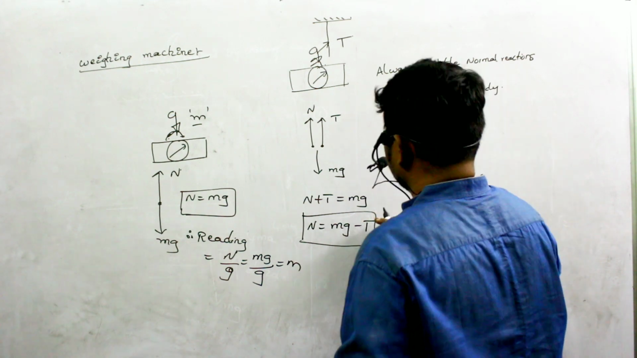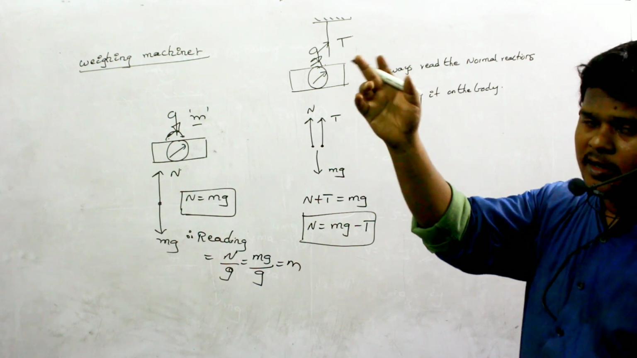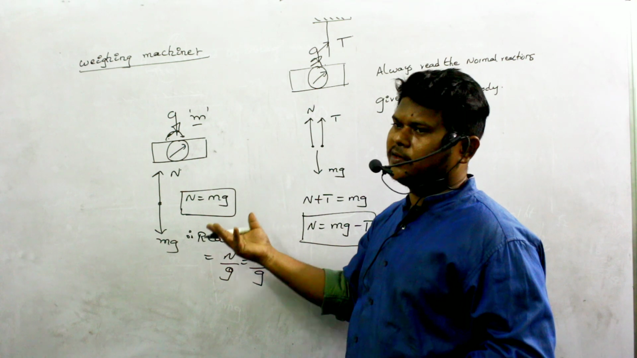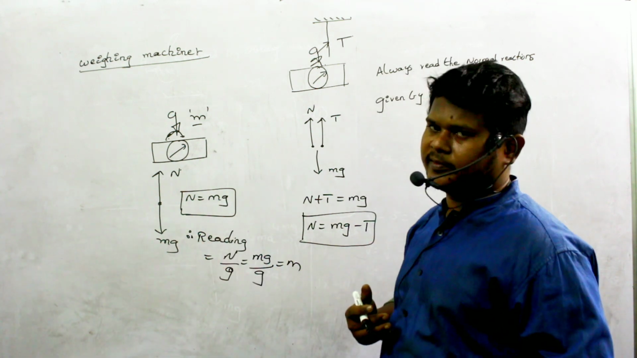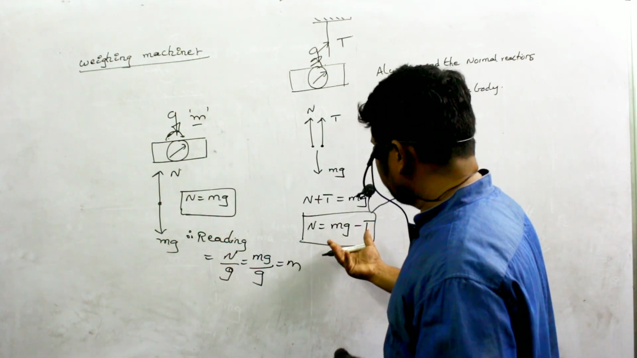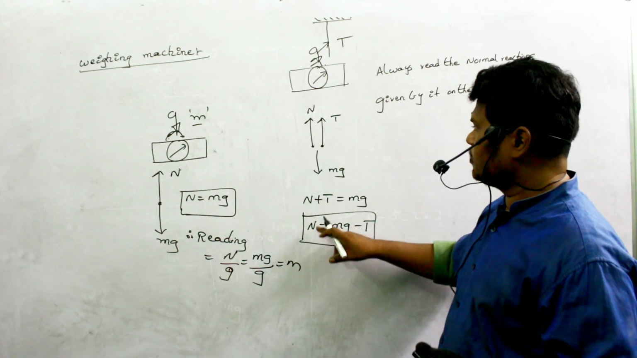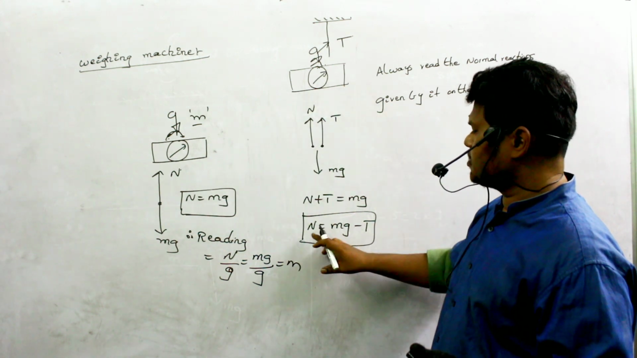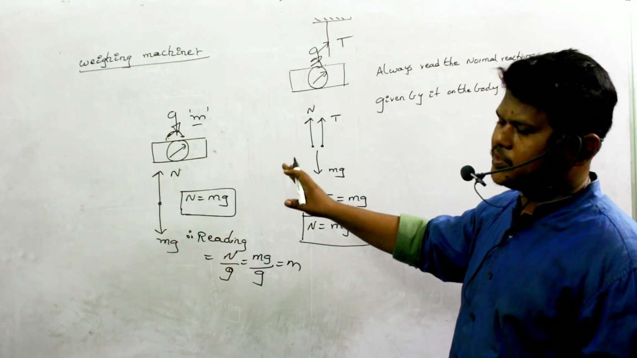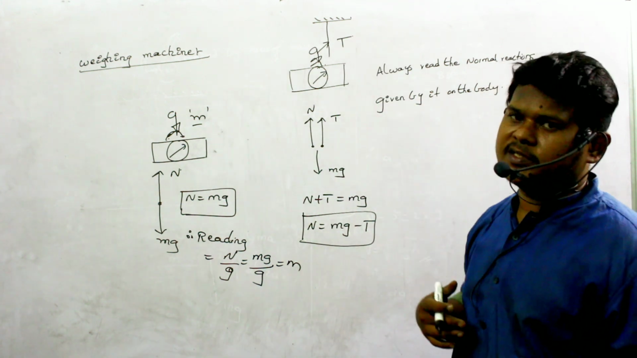Okay. So weighing machines always measure how much normal reaction they are giving on the bodies. But in every condition, normal reaction may not be equal to weight of the body. That's what we have proved here. Here exactly normal reaction is equal to weight of the person. But here normal reaction is less than weight of the person. And here we will get a lesser reading because here normal reaction is lesser. So these weighing machines always show the normal reactions given by them on the body which is present.